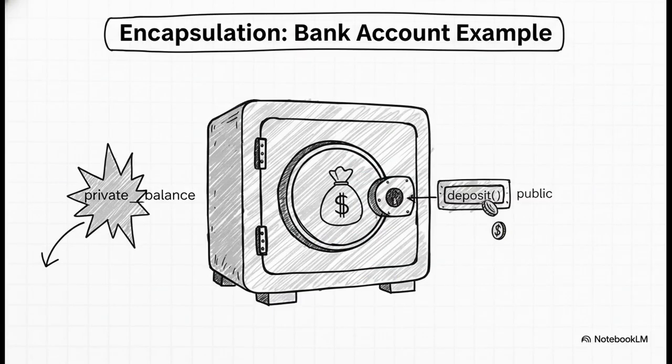Think about a bank account. You definitely don't want some random piece of code to just reach in and change your balance, right? No way. With encapsulation, we make the balance private. The only approved way to change it is by going through a method we created, like deposit. This is huge for preventing weird bugs and keeping your data trustworthy.